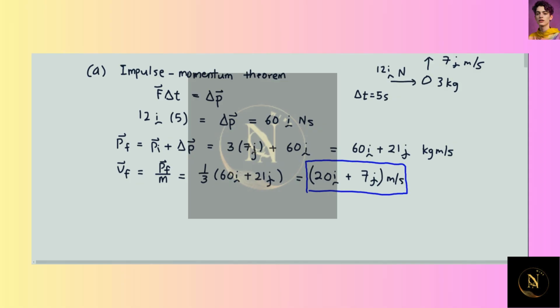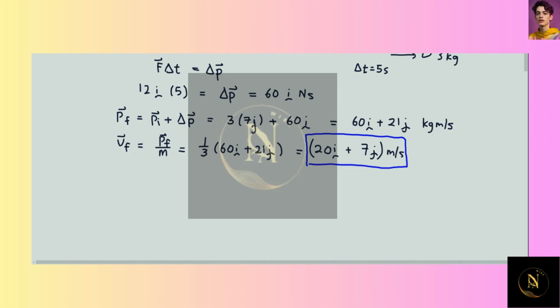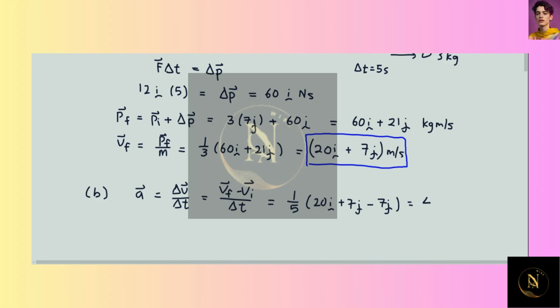Then in part B, we want to find the acceleration from a equals delta v over delta t. This is v final minus v initial divided by delta t. So delta t is 5, v final is 20i plus 7j, the initial velocity is 7j, and this gives us 4i meters per second squared. So this is the answer for part B.